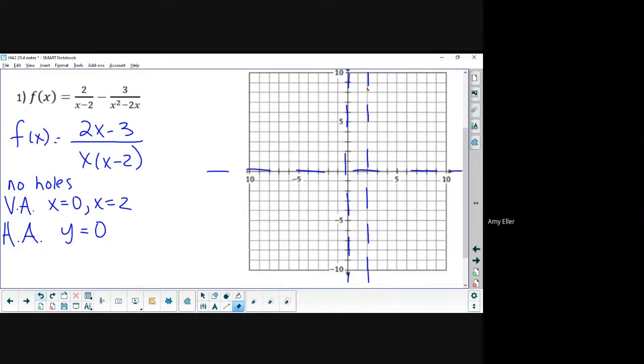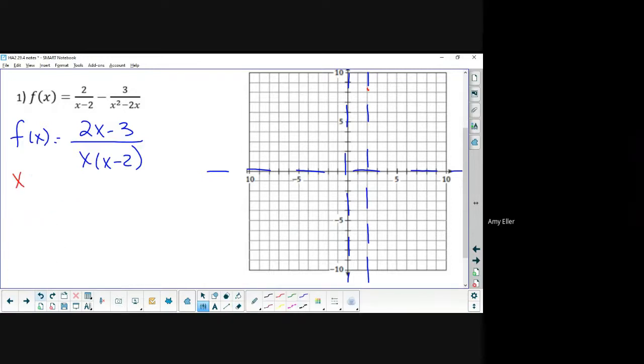Okay, I'm going to erase this. Next thing we're doing is x and y intercepts. X intercept. You remember how to do that. You set y equal to 0.